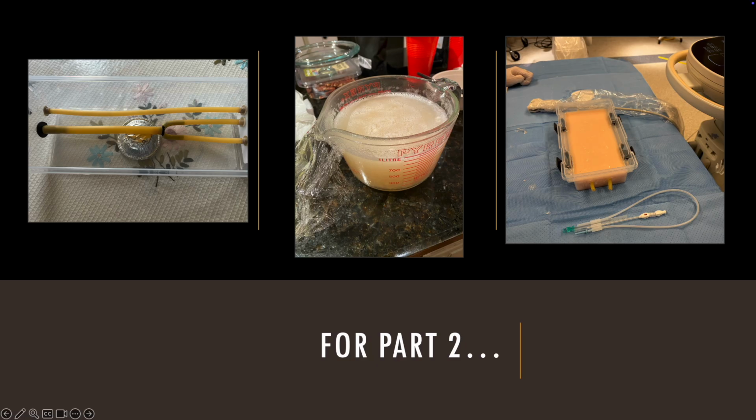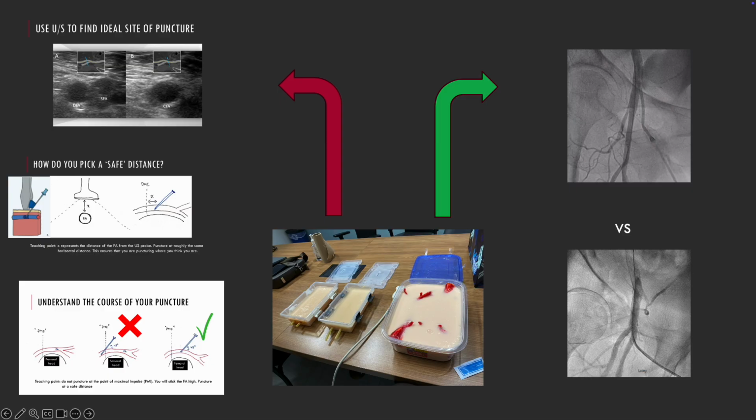Our second model is constructed in a similar fashion, except with rubber tubing, which allows for ultrasound-guided identification of the bifurcation as well as the CFA and the adjacent femoral vein. The model with the rubber tubing allows our trainees to find the ideal site of puncture using ultrasound, practice safe distances for puncturing the femoral artery, as well as try different levels of angulation to see the drawbacks and pitfalls of different angulations.